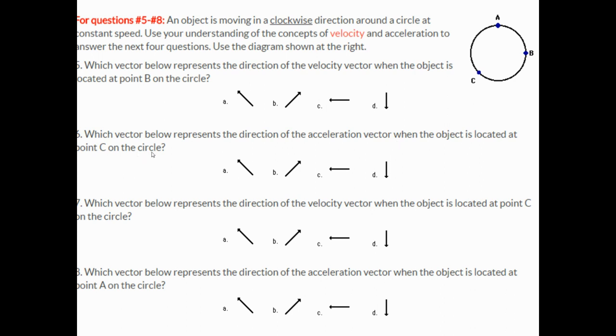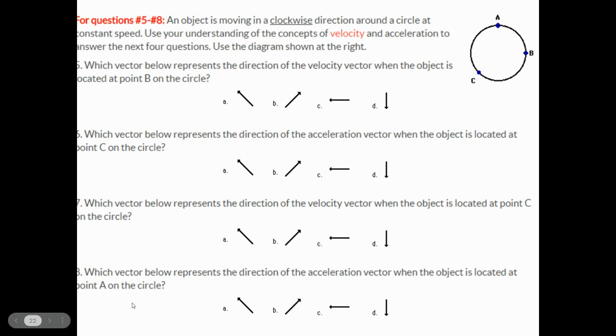What represents the direction of the acceleration vector if the object is at point C? Well, what is the word that comes in front of our acceleration? Centripetal, which means center seeking. So basically, if you're at point C, which letter, A, B, C, or D, is going to point towards the middle? B. All right. What about the velocity vector if the object is at point C?